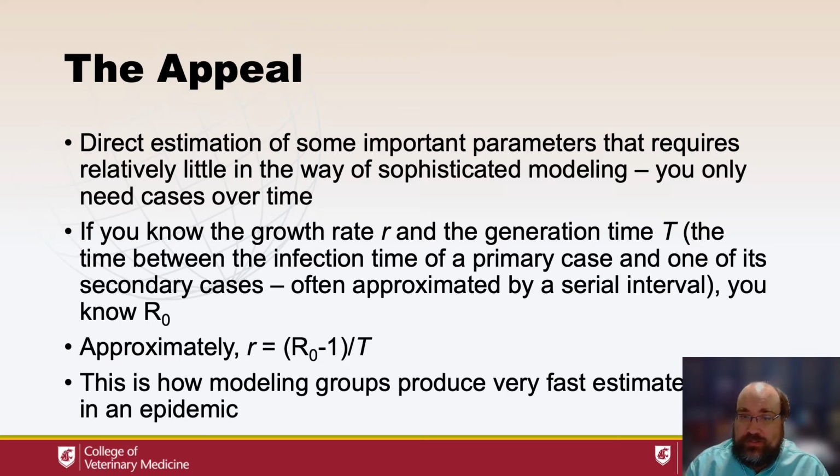And then if you know the growth rate and the generation time, that is the time between the infection time of a primary case and one of its secondary cases, which is often approximated by a serial interval, although using a serial interval can result in some bias here, you know R naught. So the approximate relationship there is the growth rate equals R naught minus 1 over T. You can take that information, and this is how you get modeling groups that produce very fast estimates of R naught in an epidemic. You'll occasionally see groups that, maybe a week into the epidemic, already have an estimate for R naught. That's how they're obtaining it, getting that information just from the growth rate at this particular point in time.